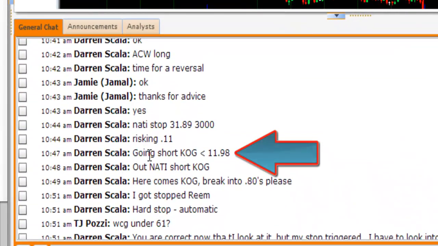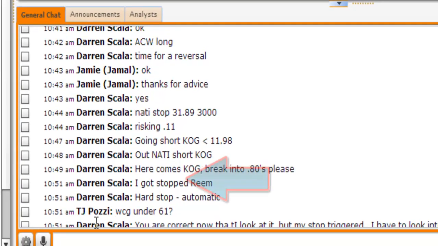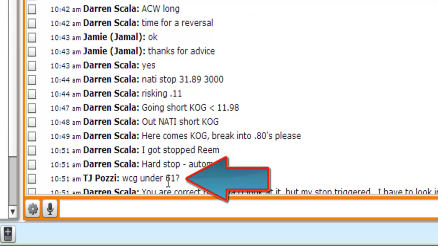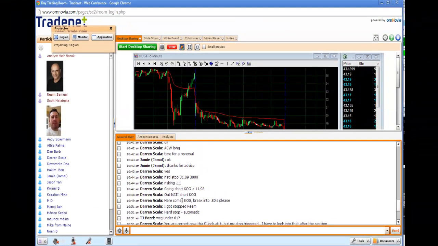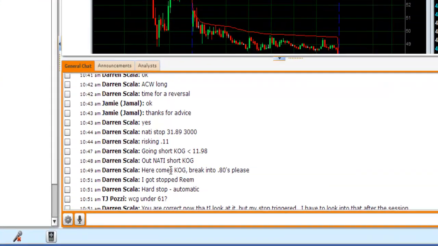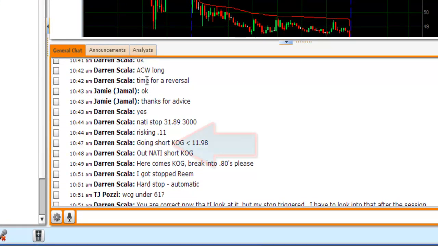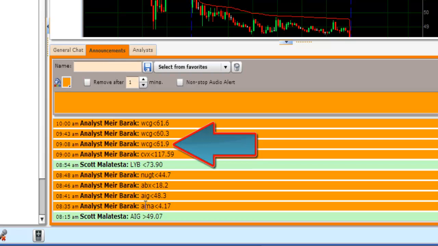Like Darren is putting up here KOG, he wants to short it under 11.98. And TJ is asking whether we should short WCG again under 61. These all can be very interesting trades. WCG was not my choice today. WCG was pointed out by one of the traders in the room, Nathan, and when I liked it, I pointed it out over here. So this is the announcements. Whenever I'm pointing something out, it goes here in the announcements.